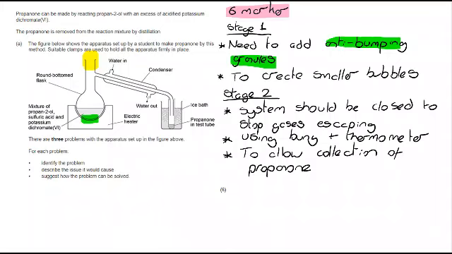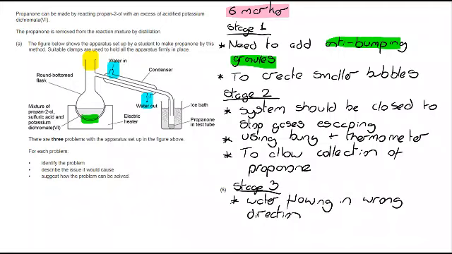For stage 3, we have got water flowing in the wrong direction. A really common error when people set this up, actually, but we must remember the order that it goes in, and you will always have the water going in at the farthest end of the condenser. And that's because otherwise the condenser might not be cool enough.